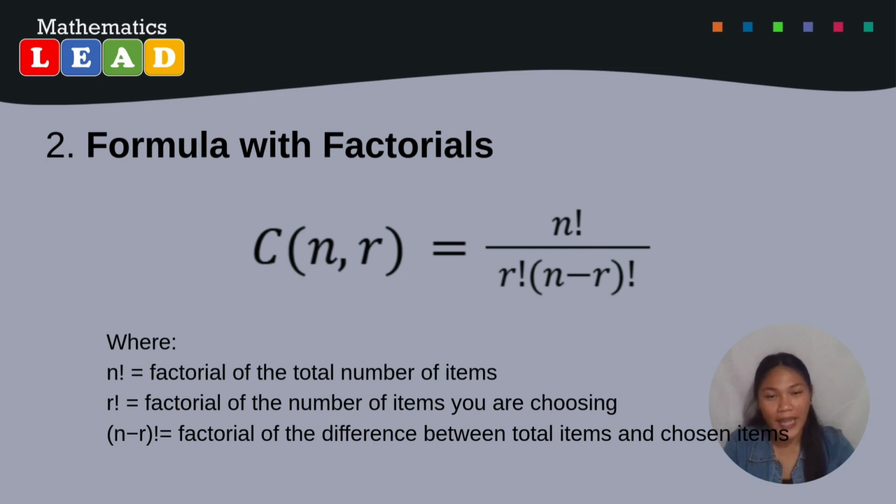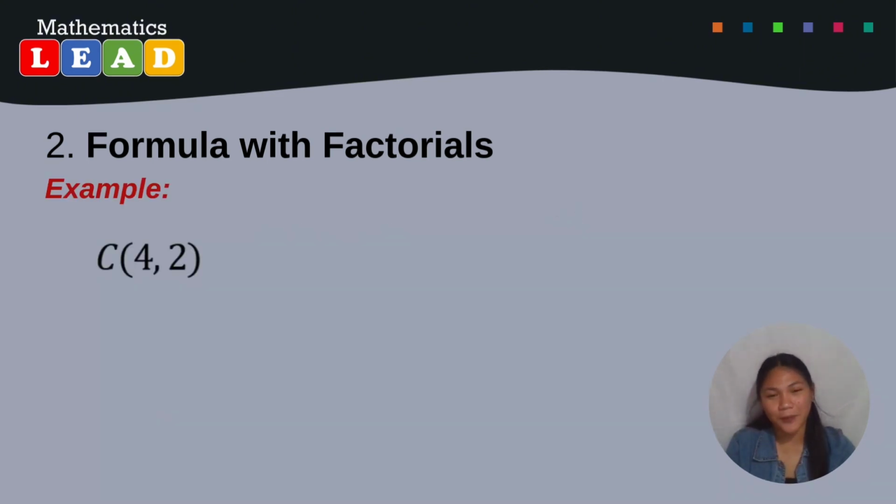factorial, where n factorial is the factorial of the total number of items, r factorial is the factorial of the number of items you are choosing, and n minus r factorial is the factorial of the difference between total items and chosen items. Let's try our example earlier.